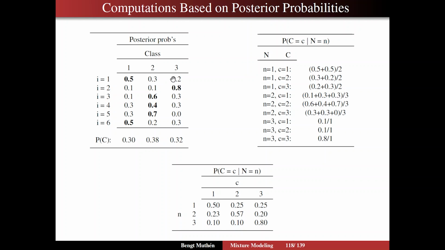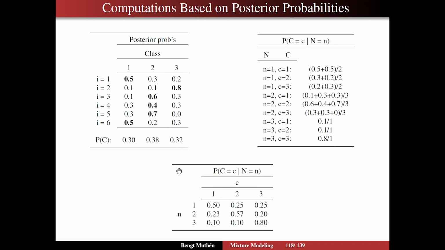And for the individuals whose most likely class is 3, that's only one individual. So c equals 1 class membership then has probability 0.1. So you have 0.1, it's only 1. And for class 2, 0.1 again. And for class 3, it's 0.8 divided by 1. So here you have those probabilities computed for the individuals.